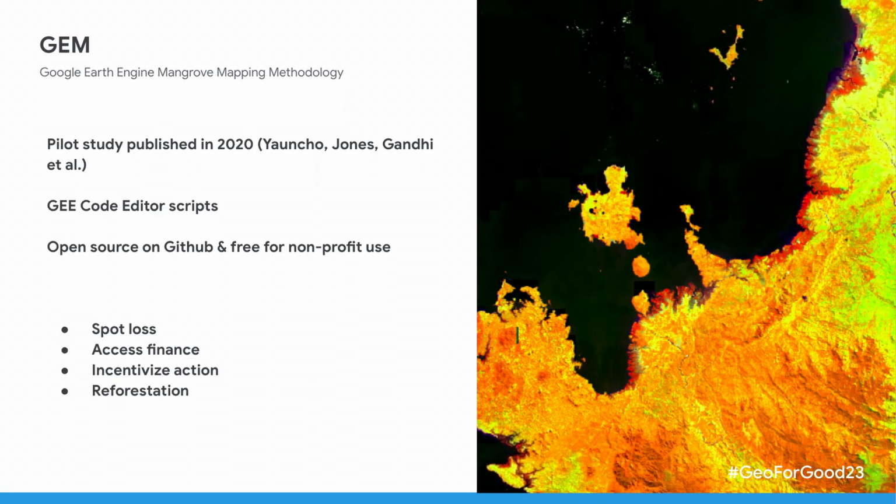The first tool that Blue Ventures made to try and monitor mangroves, because there weren't a lot of things out there for this, is the GEM. This came out in 2020. This is some code editor scripts in Google Earth Engine, and you can see this on GitHub. This really helps with spotting loss, which allows people that live near these mangroves to take action. That gives them access to finance once they can show that their actions are having a positive effect. And this particular image is some Landsat imagery in a false color composite. You can see that the mangroves really pop out in that kind of red edge along the coast there.